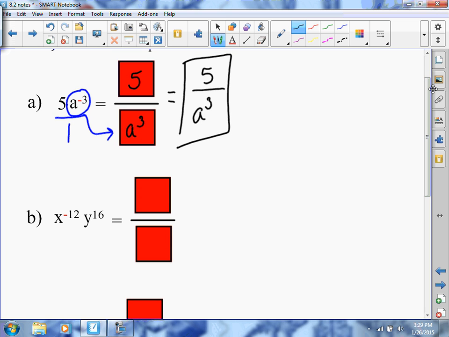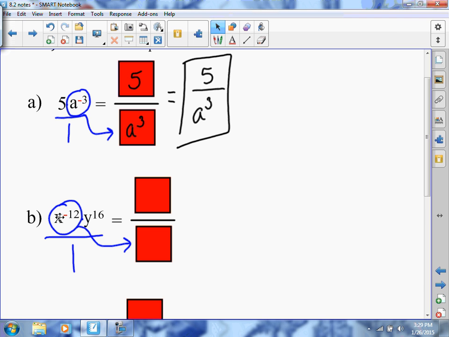Okay, so let's take a look at part B now. Part B has x to the negative 12th times y to the positive 16th. So again, the only thing that has a negative exponent is this x to the negative 12. So that's the only part of the problem that we have an issue with. And again, this is all over 1 right now. This is all in the numerator. So to make it a positive 12, I'm going to move it down to the denominator.